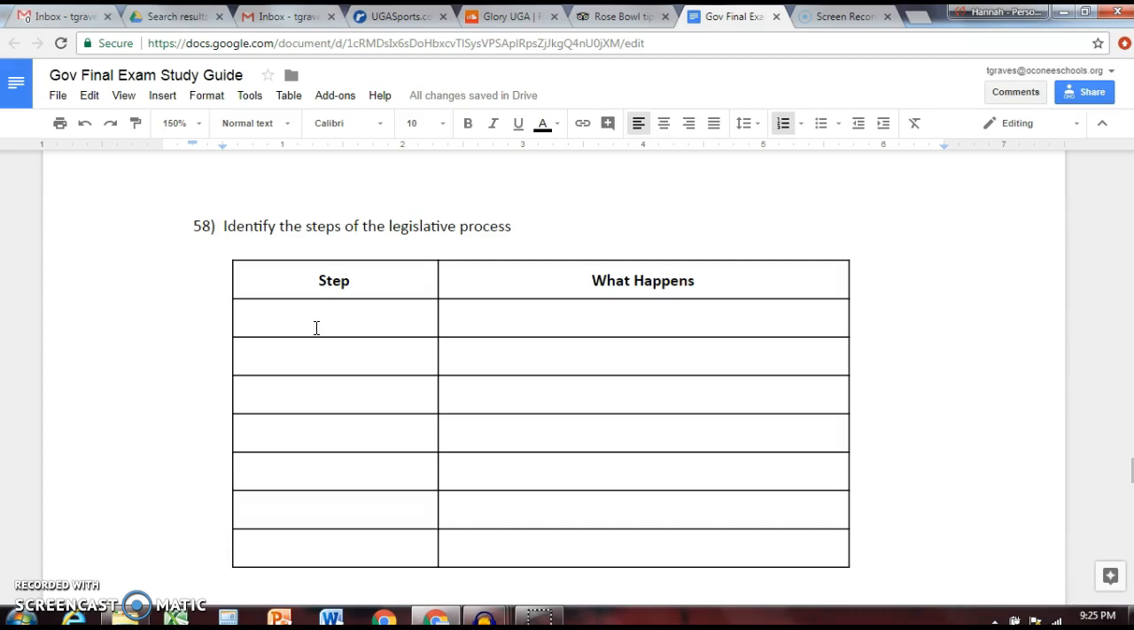If it passes the first chamber, the next step would be it goes to the second chamber, where it repeats the exact same process it did in the first chamber. And then if both houses of Congress pass the bill, it goes to the president, and the president has a chance to sign it, veto it, or use a pocket veto.